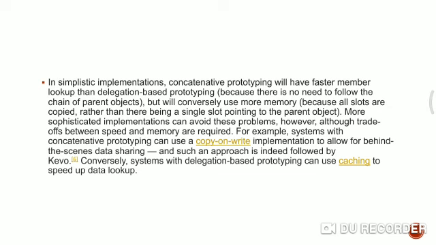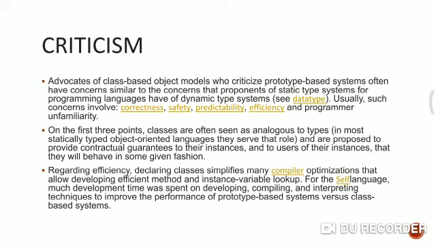Criticism. Advocates of class based object models who criticize prototype based systems often have concerns similar to the concerns that proponents of static type systems for programming languages have of dynamic type systems. See data type. Usually, such concerns involve correctness, safety, predictability, efficiency, and programmer unfamiliarity. On the first three points, classes are often seen as analogous to types in most statically typed object oriented languages. They serve that role and are proposed to provide contractual guarantees to their instances, and to users of their instances, that they will behave in some given fashion.